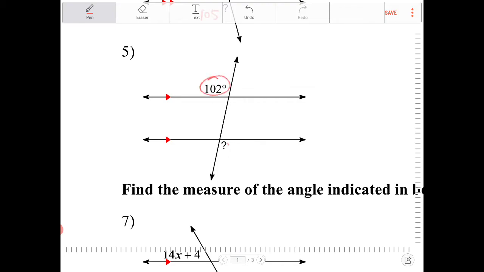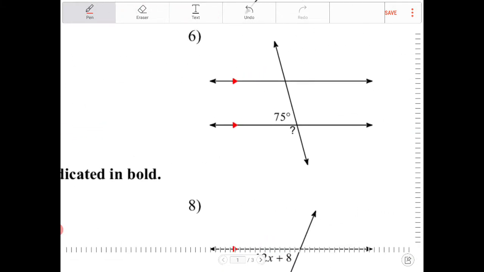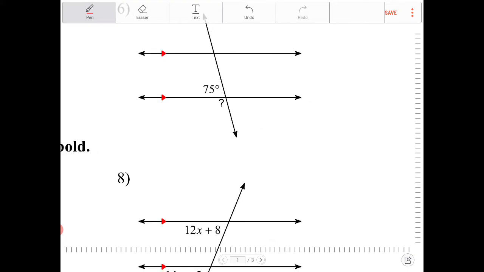These two angles are on opposite sides and they're outside of the parallel lines, so we refer to this as alternate exterior, and alternate exterior angles are going to be the same. These two angles are a linear pair because they're adjacent to one another. And what do we know about linear pairs? They are supplementary.